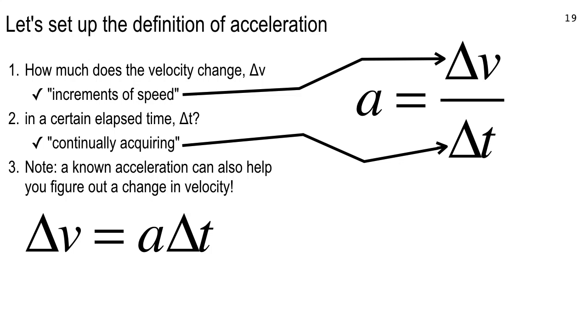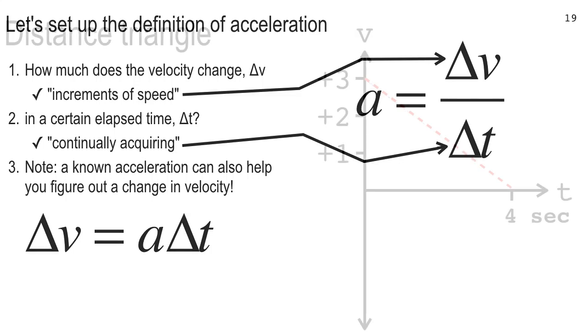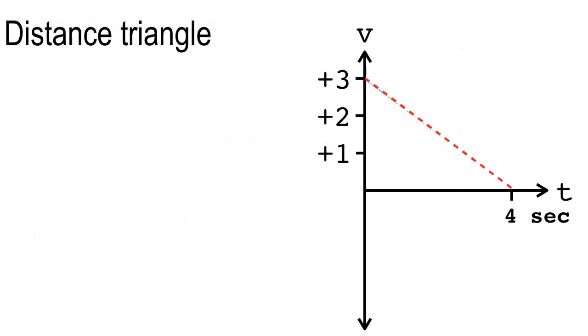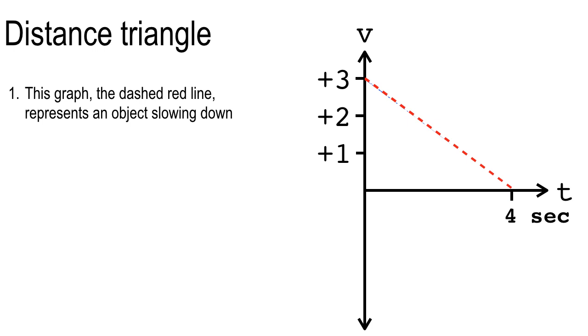All right. Now, we're going to do a distance triangle for an object that is slowing down. So this is a little bit different from Connor's triangle. Now, we got Connor's triangle. That's good. We kind of already know what to do with it. It's a distance polygon. Let's do this one. This is an object that's slowing down. It starts at 3 meters per second, rightward. And after 4 seconds, it has come to a stop.